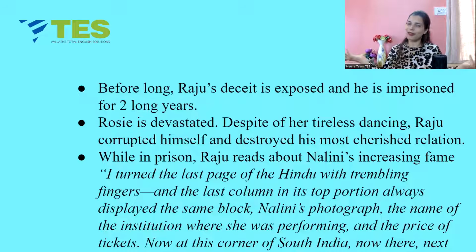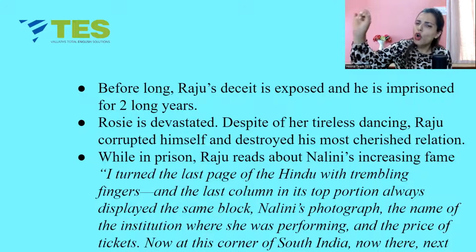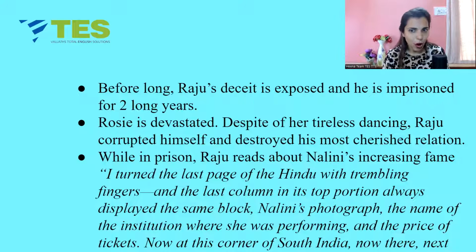Before long, Raju's deceit is exposed. He is imprisoned for 2 long years, and Rosie is devastated. Despite her tireless dancing, Raju corrupted himself and destroyed his most cherished relationship. Now, let's listen a little bit to the prison life of Raju. While in prison, Raju reads about Nalini's increasing fame. Quote, I turned the last page of the Hindu with trembling fingers, and the last column in its top portion always displayed the same block: Nalini's photograph, the name of the institution where she was performing, and the price of the tickets.